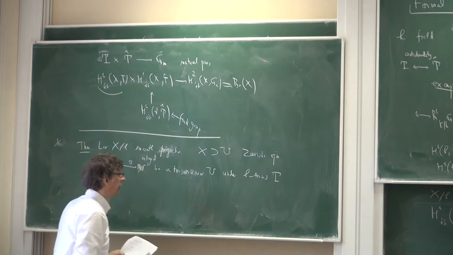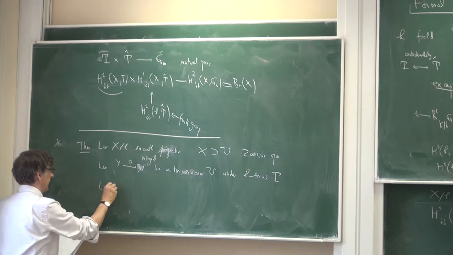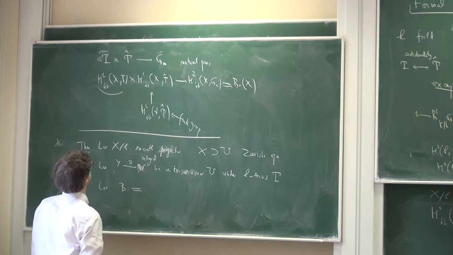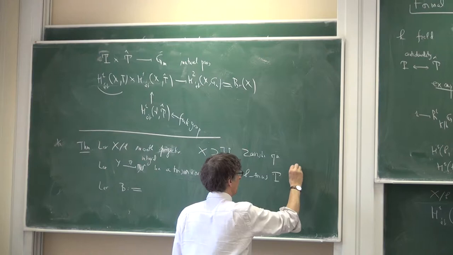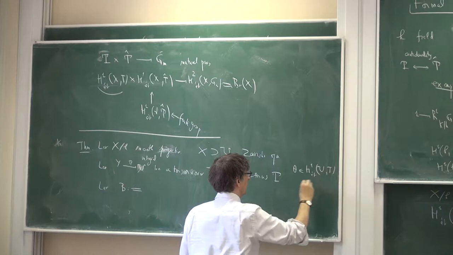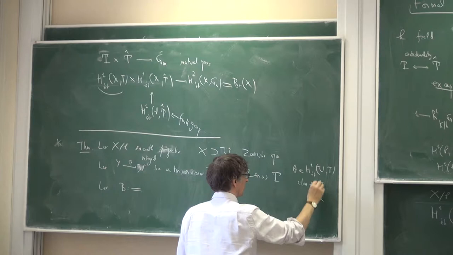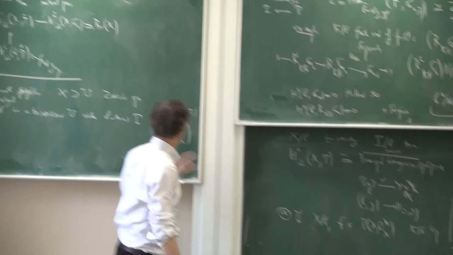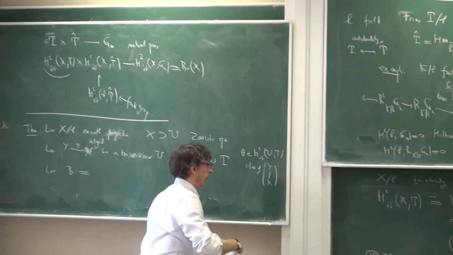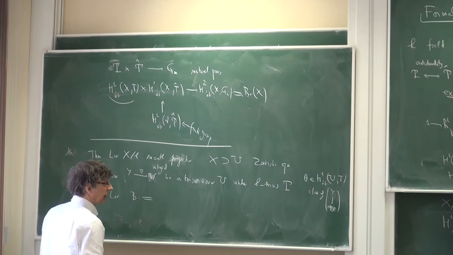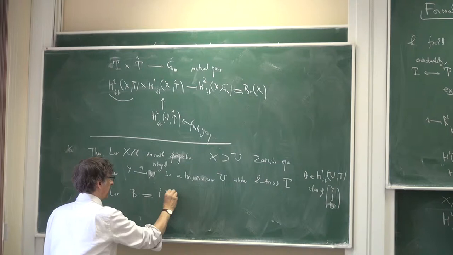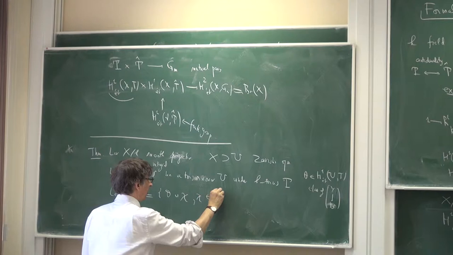Okay. Now let B be... so this is a torsor under U, so it corresponds to a class theta in H1_et of U with values in T, class of Y over X. I told you that this group is isomorphic to principal homogeneous spaces over X. So we had a torsor over U, so it has a class over U, sorry, in H1_et(U,T). Now I look at B, which is the set of elements of the shape theta cup chi. Theta is this class, and chi runs through the elements in H1 of K with values in T hat.